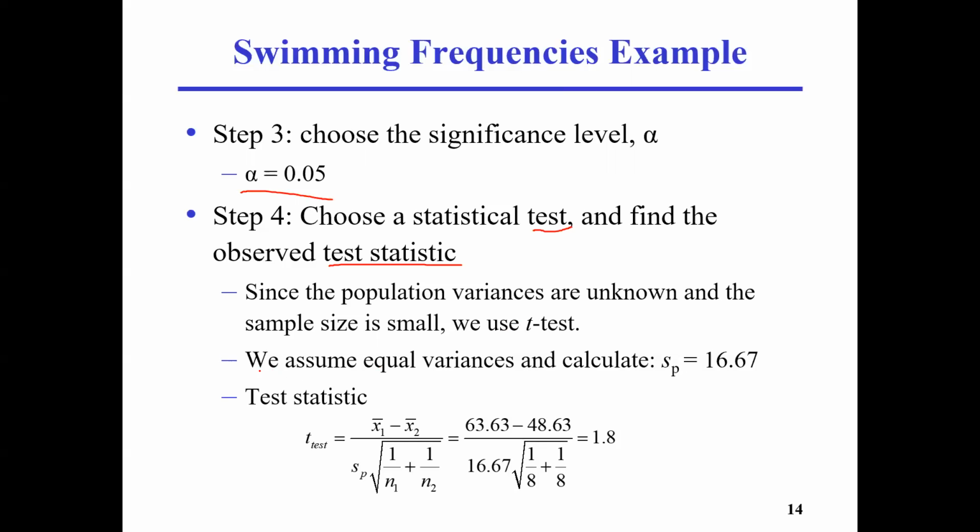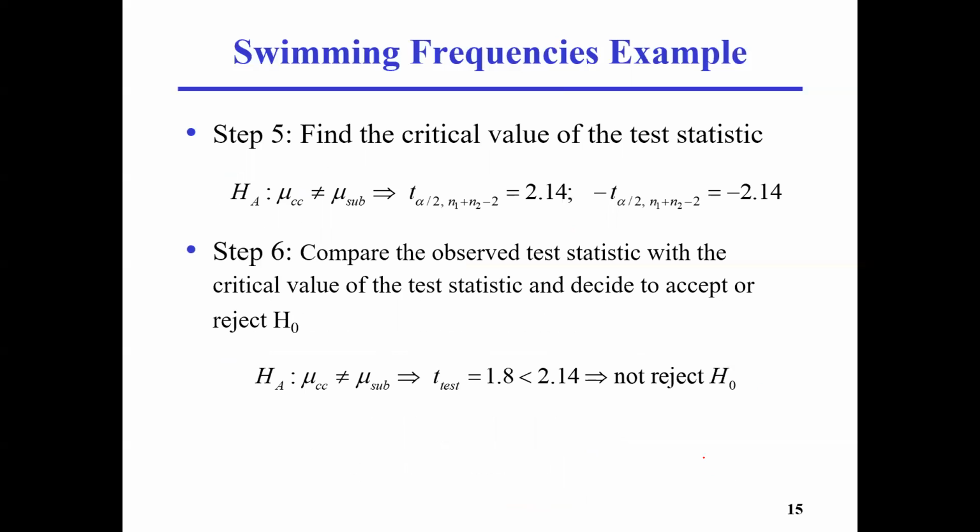Okay, let's just assume equal variances. If you go back to find the formula for SP, it's about standard deviations and the sample sizes, okay? And you can calculate the value, 16.67. And then you just follow the formula for the equal-variances t-test. You find out that the value is 1.8.